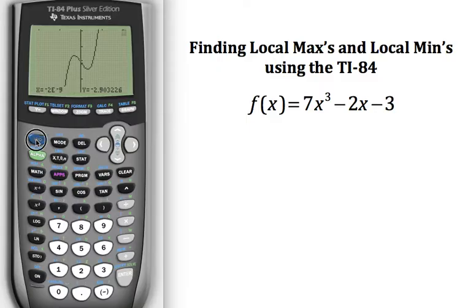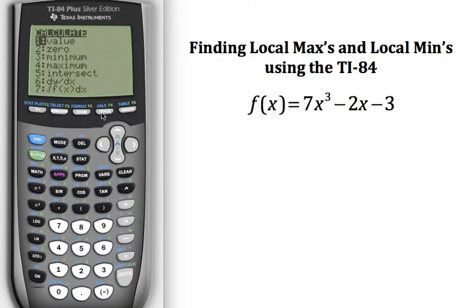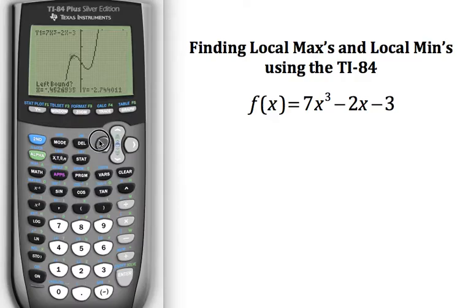You're going to hit second, calc, and when you do that, your menu comes up, and a choice in that menu will be maximum. That's going to help me locate my maximum value, so I'm going to hit 4. The calculator will then go through a series of questions. It wants the left bound of that maximum. You've got your little blinking cursor right there, so you're going to arrow over to the left side of that max, pretty much anywhere on the left side. There's the max. I'm now on the left side, my left bound. I'm going to hit enter.